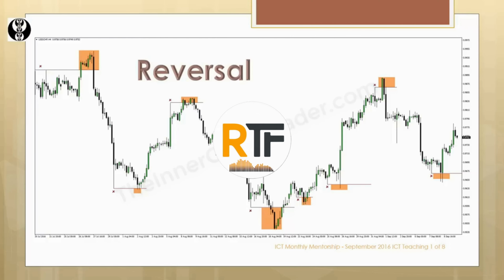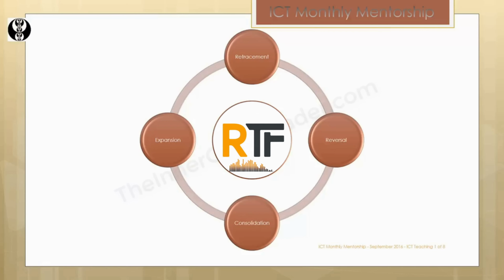Now, should the expansion move take out a large pool of liquidity, we may be heading for a reversal with a significant move in the opposite direction. So we went over a lot, but you don't need to use everything here to be profitable. You just need one element that resonates with you to have consistency.